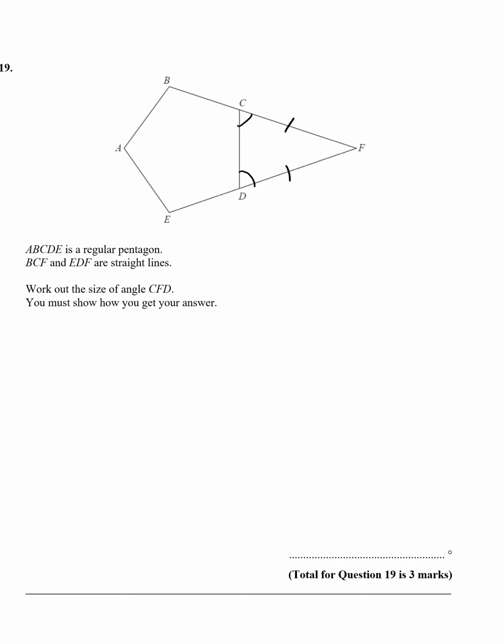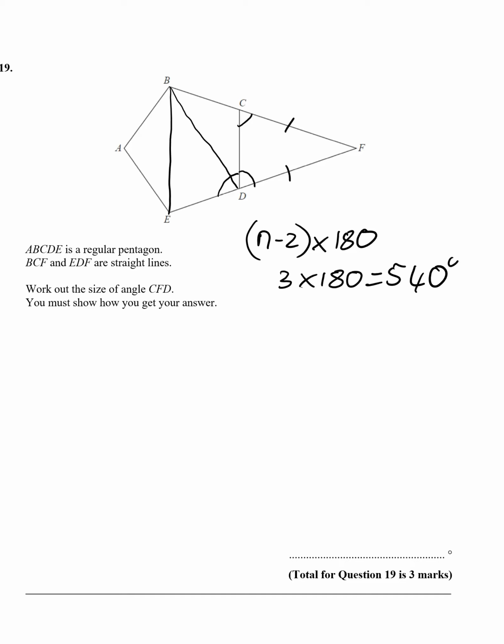Now for the pentagon, we need to work out what one of the angles is. We do n minus 2 times 180 to get the total. Remember, you can divide it into 3 triangles. So 3 times 180 is 540 degrees. So one of the angles, let's label it EDC, is equal to 540 divided by 5, which is 108. And notice how I'm showing my method.